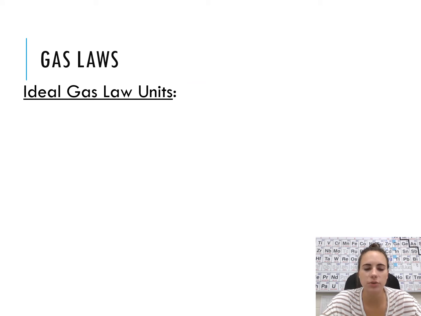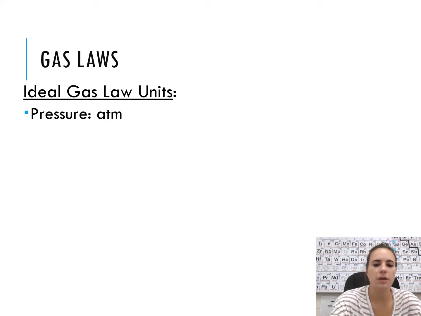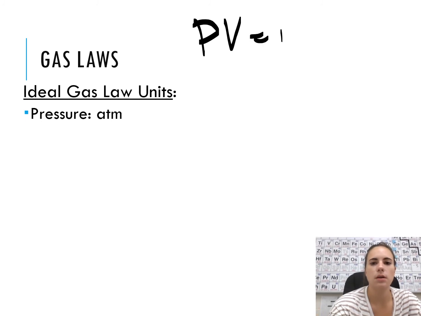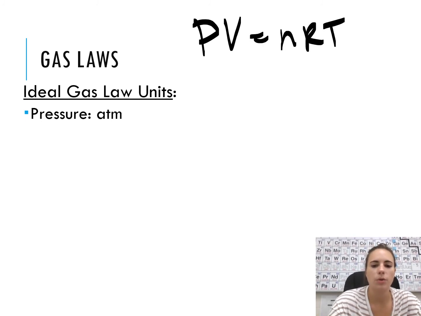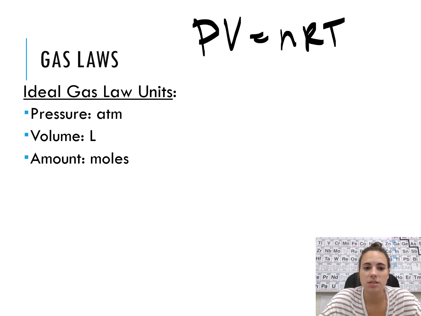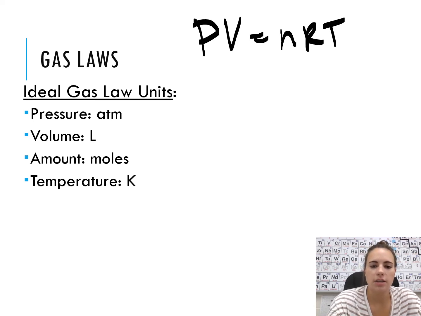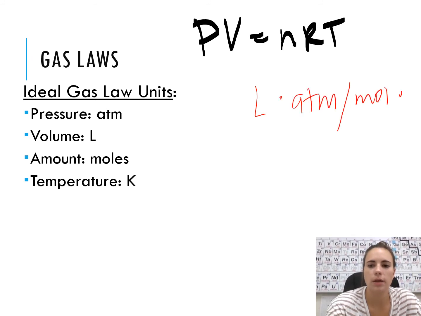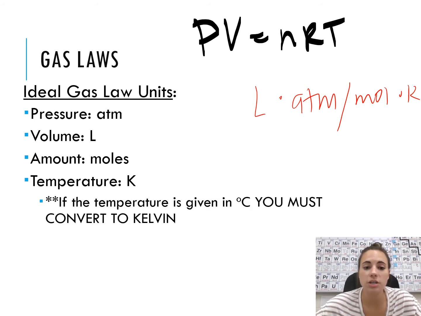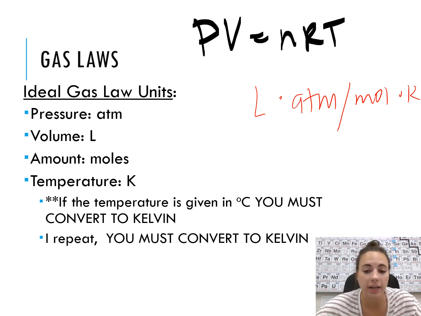So the variables and the units within the ideal gas law, so PV equals nRT. So P is pressure, it's in atmospheres. Volume is liters. Amount, the n, is number of moles. Temperature is in Kelvin. The unit of R that I just gave you on the previous slide is liters atmospheres per mole Kelvin. So if you are given your temperature in Celsius, you have to convert to Kelvin, or your answer will be wrong.